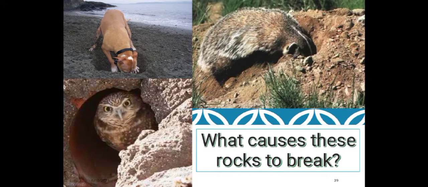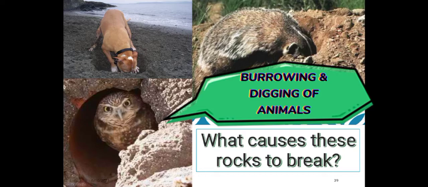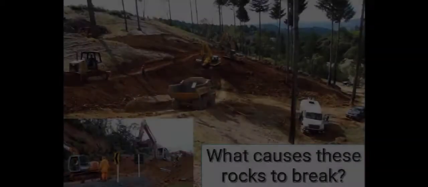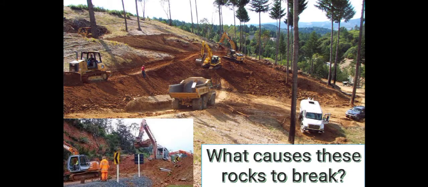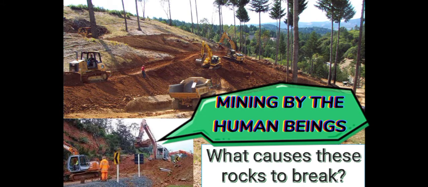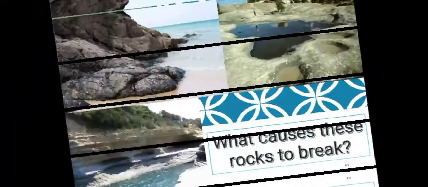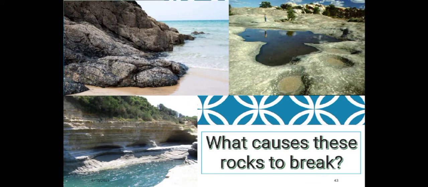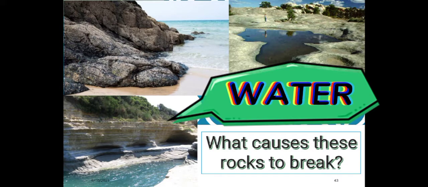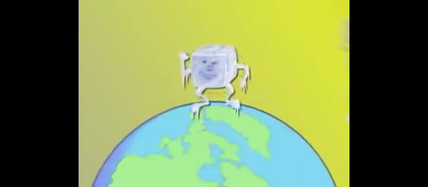On the second picture, what causes the rock to break? It's because of the burrowing and digging of animals. Third picture, it's because of mining. Because of mining by human beings. Fourth picture shows the rock breaks because of water. Water.